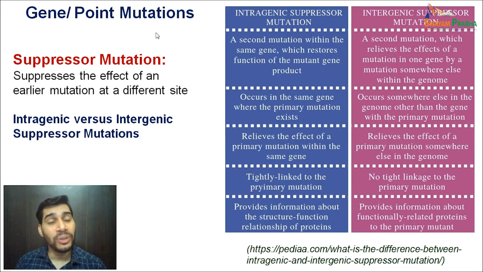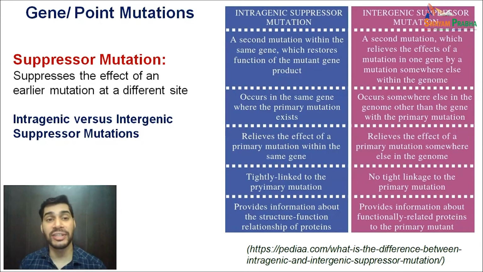Now, these gene or point mutations can also be suppressor mutations. Unlike the forward and reverse mutation case which we saw in the previous slide, in case of suppressor mutation, there is a suppression of the effect of an earlier mutation but at a different site. That means there is a second mutation which is not the reverse mutation, but it is occurring at a different site, but it suppresses the effect of the previous or earlier mutation, and hence they are called suppressor mutations.